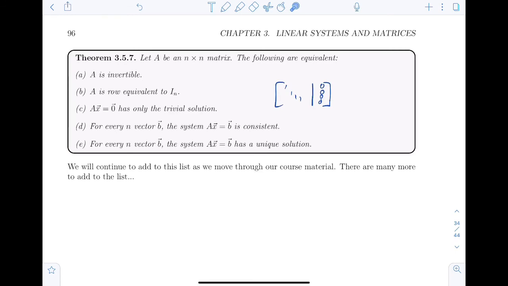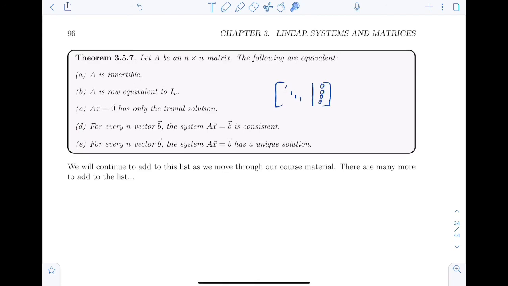Now, if we were teaching a linear algebra class proper and doing the full thing, we'll see how far we get with this theorem, but there end up being like 20 things that are all equivalent to one another. But the thing I really want us to think about is the invertibility and being row equivalent to the identity. Okay, so those are kind of the main points. And if you get how those work, then everything else kind of follows after that.